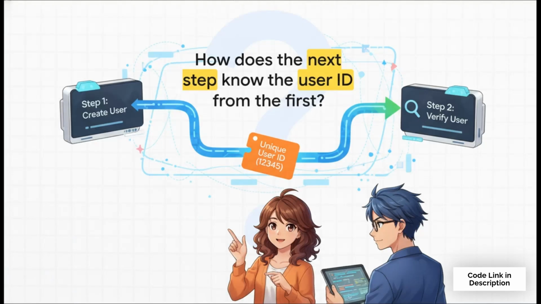So let me put it this way, using the exact scenario we're about to build. Imagine this. Our first step creates a user, right? The API does its thing and sends back a totally unique user ID. The question is, how does our next step, the second step, get its hands on that ID so it can check if the user even exists?